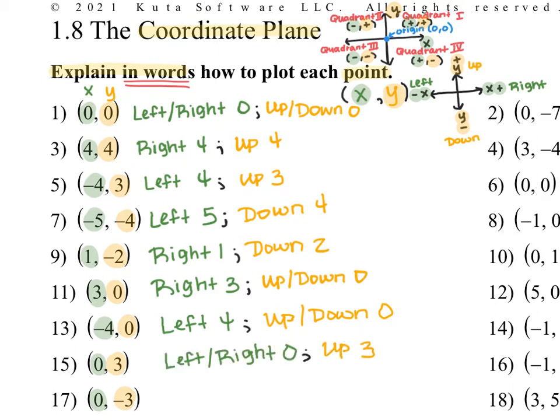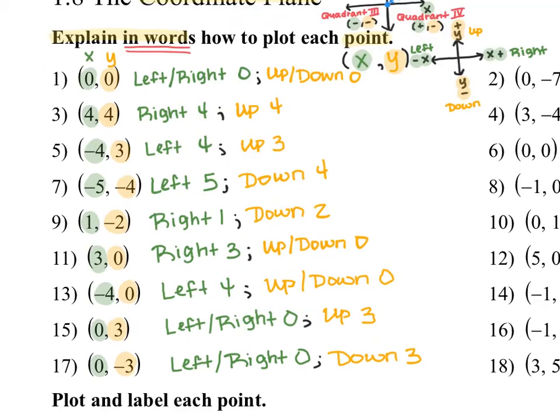For number 15, you'll go left or right 0, so you don't move any for the x, and you'll go up 3 for the y because it's positive. And for number 17, you'll go left or right 0 and down 3. The x value is 0, so you don't move any for that one. The y value is negative, so that's why we go down. You go ahead and try even numbers 2 through 18 and let me know if you have any questions before moving on to the next section.